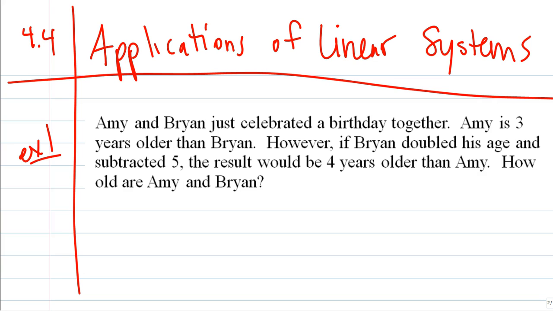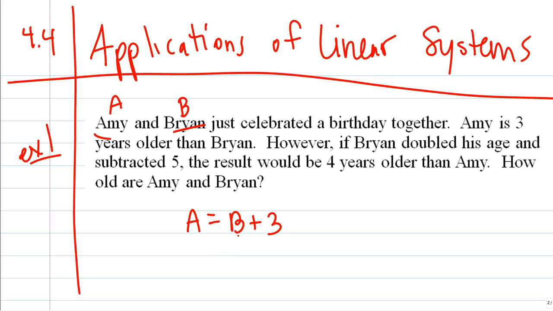We have Amy and Brian. So I'm going to go ahead and call one variable A, the other one B. That's kind of convenient. And it says Amy is 3 years older than Brian. We've done this kind of thing before. So Amy, A, is 3 more than or older than Brian. So it's Brian's age plus 3 more. Amy is 3 years older than Brian.